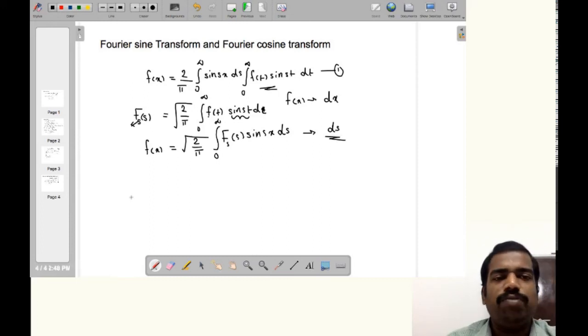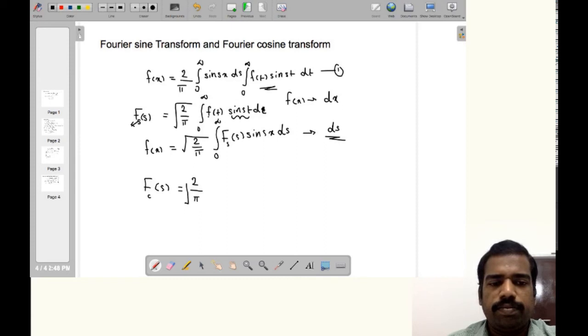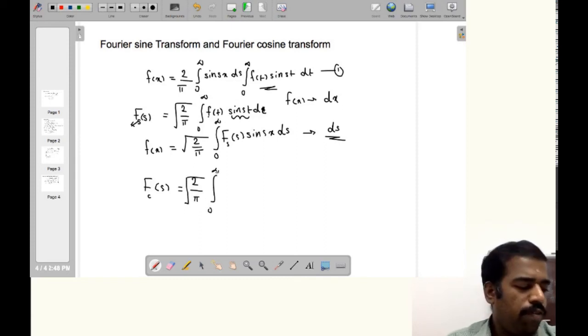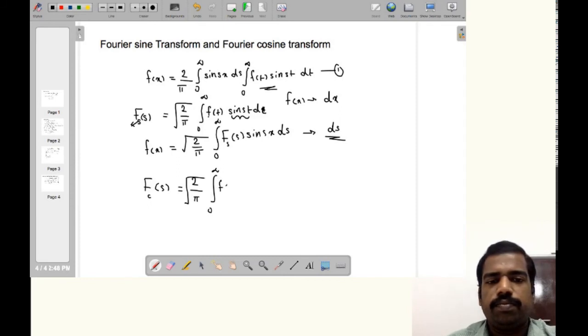Similarly, what is the Fourier cosine transform? Write the Fourier cosine integral. Rearranging in the same way, you will get root of 2 by pi integral 0 to infinity f of t cos st dt, which is f of x cos sx dx.